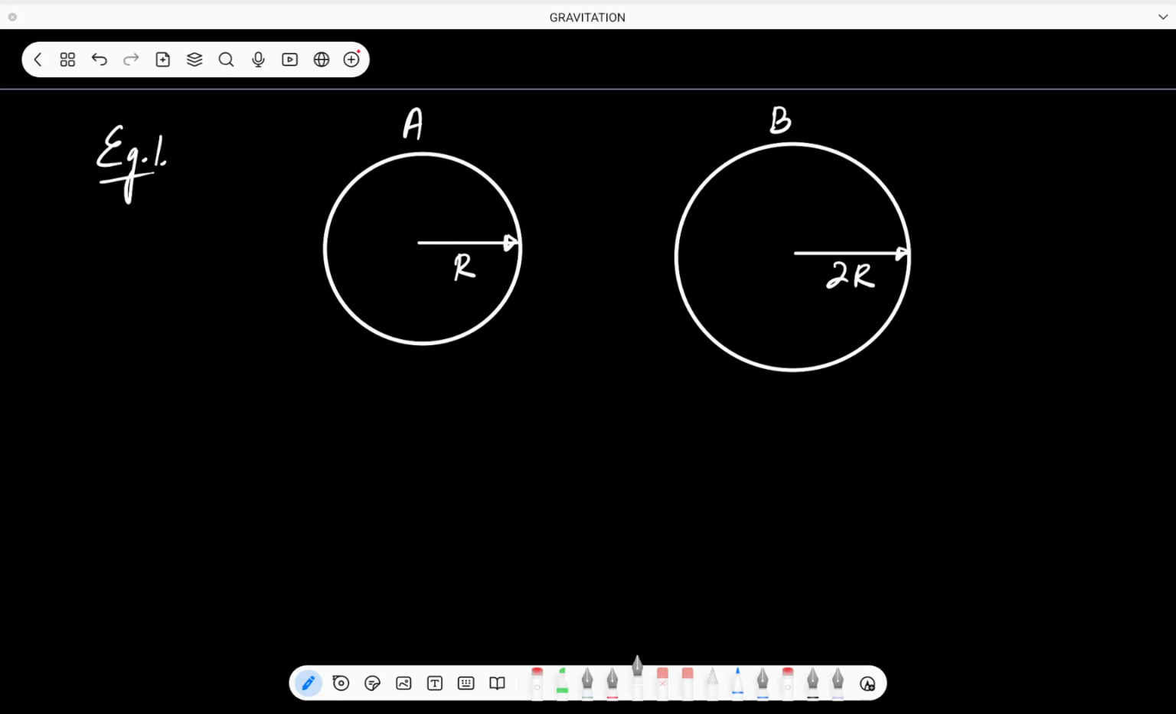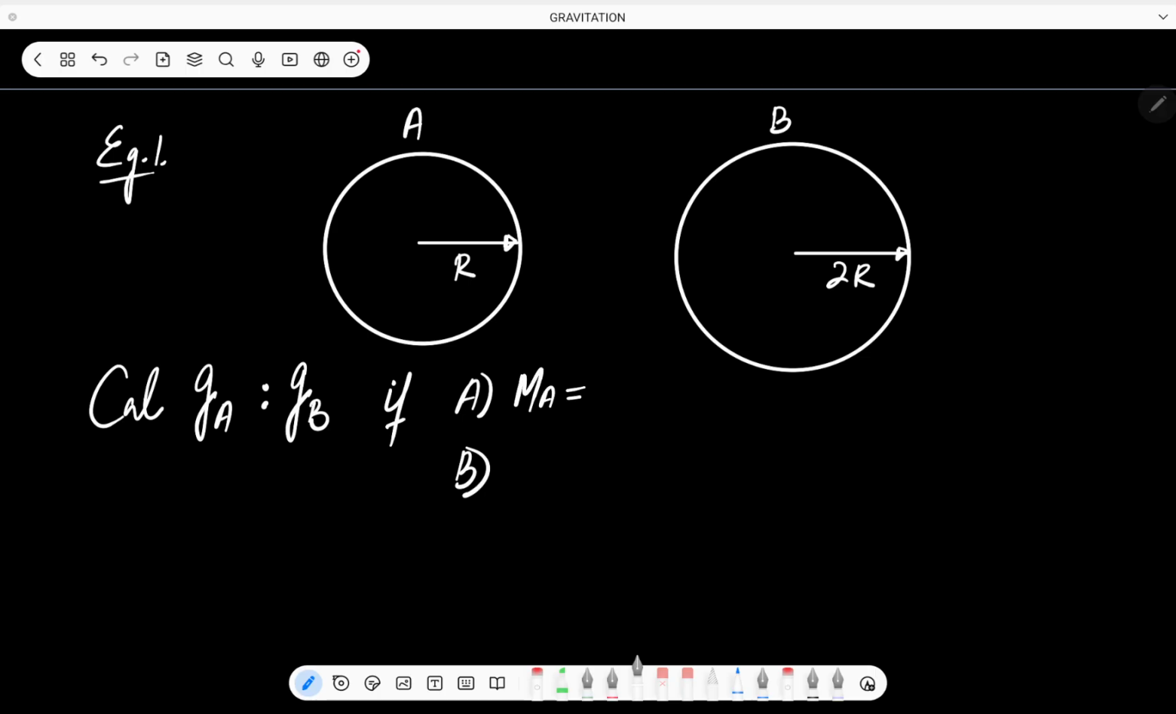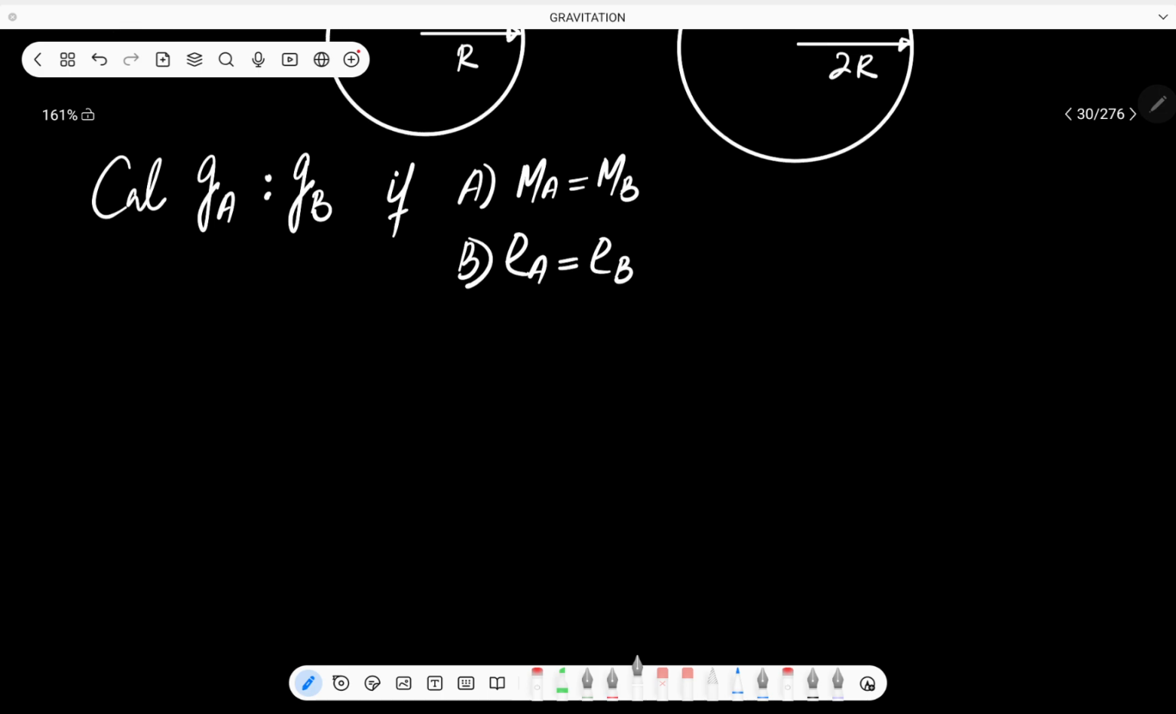All right, and what we are supposed to calculate is this: calculate acceleration due to gravity on planet A to acceleration due to gravity on planet B. That means we have to calculate the ratio of the acceleration due to gravity on the surface of the two planets. The condition given is, if, A, that their masses are the same, if mass of A is equal to mass of B. Number second is that there are two planets whose density is the same. That means density of A is equal to density of B. And we have to calculate the ratio of the acceleration due to gravity.